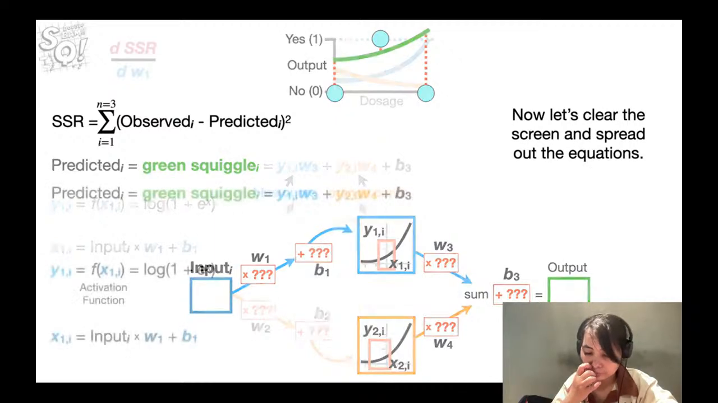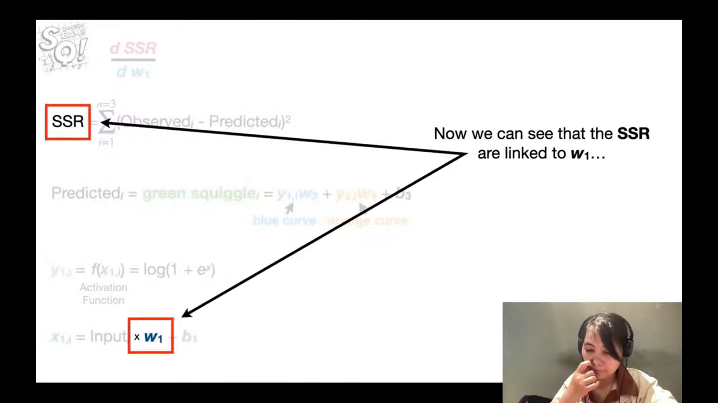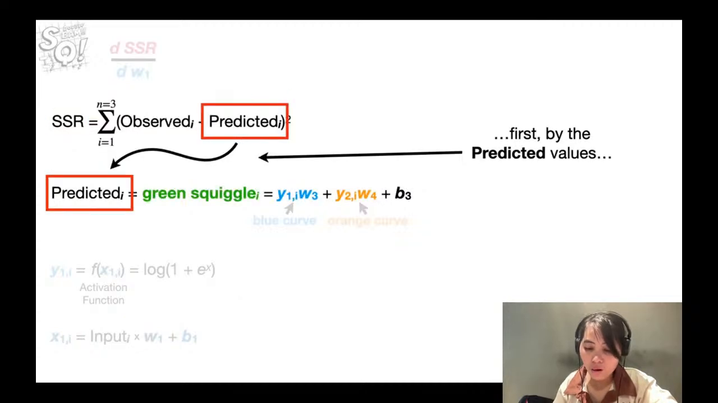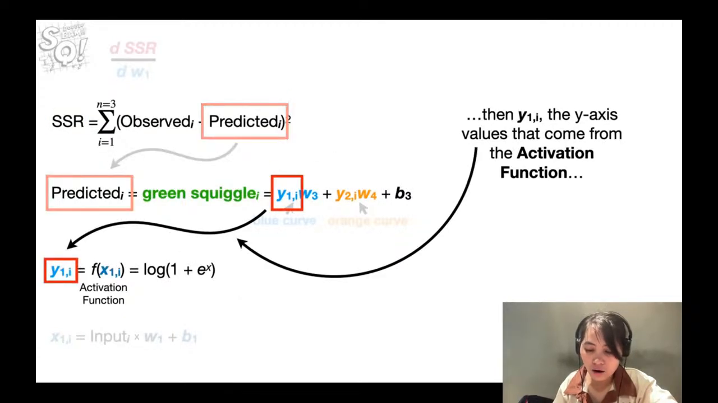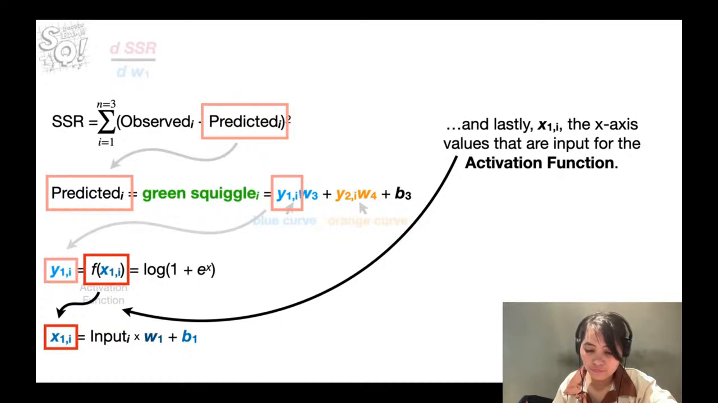Now, let's clear the screen and spread out the equations. Now we can see that the sum of the squared residuals are linked to w sub 1, first by the predicted values, then y sub 1 comma I, the y-axis values that come from the activation function. And lastly, x sub 1 comma I, the x-axis values that are input for the activation function.